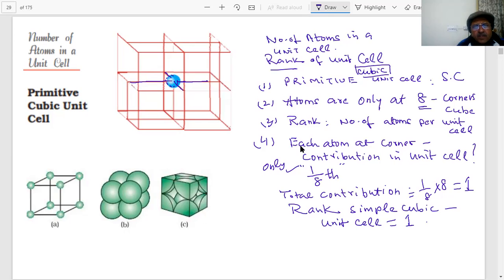And you can see this is the simplest case we have taken, students. Any doubt here? No, sir. This is also called a primitive unit cell.